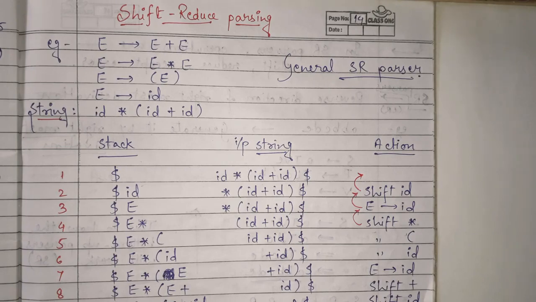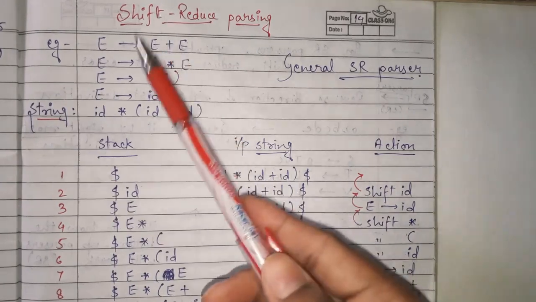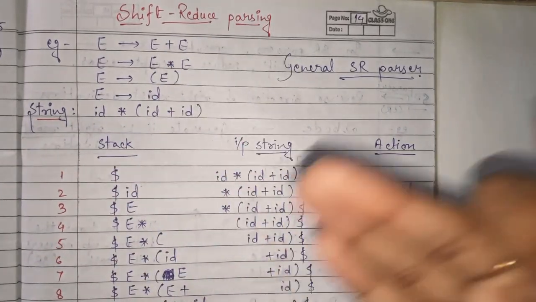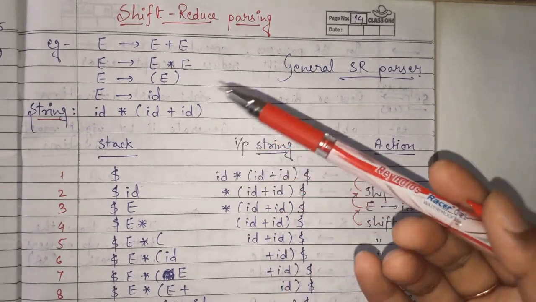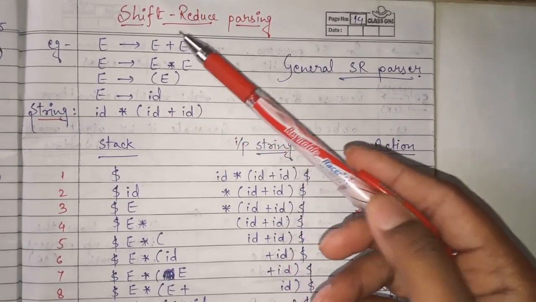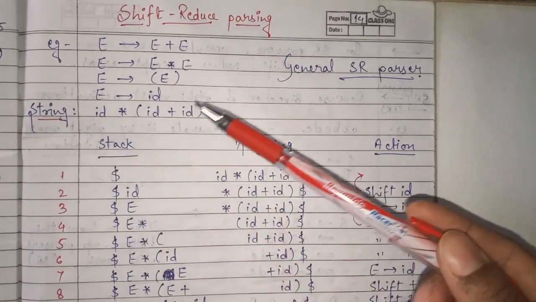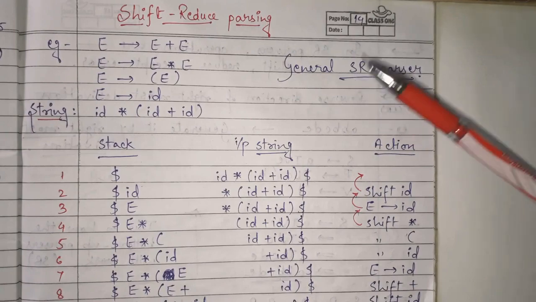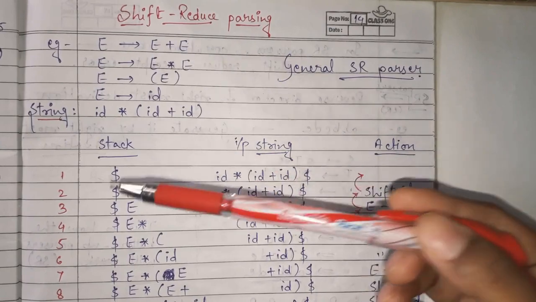So let's get started. In today's video, we are going to see one more topic of compiler design, that is shift reduce parsing. This shift reduce parsing is also known as bottom up parsing. This is one of the types of bottom up parsing. So in shift reduce parsing, which type of question is being asked? You will be given one grammar, you will be given one string, and then you will be asked to parse this string with the help of a general SR parser or shift reduce parser with the help of the given grammar.